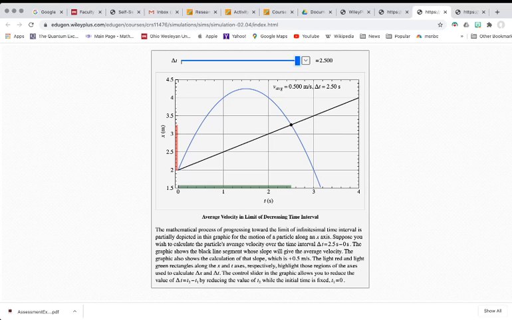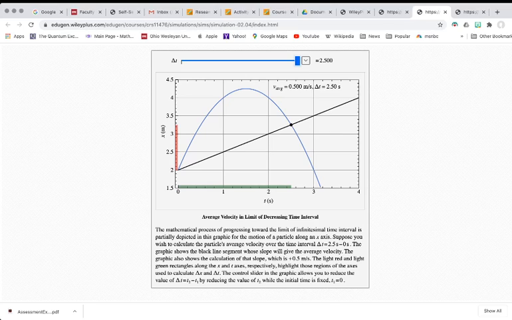And if you do that calculation here, you'll take 3.25 minus 2, which is 1.25 meters for the delta x, divided by 2.5 seconds for the delta t, and you get 0.5 meters per second. And the animation actually displays that.